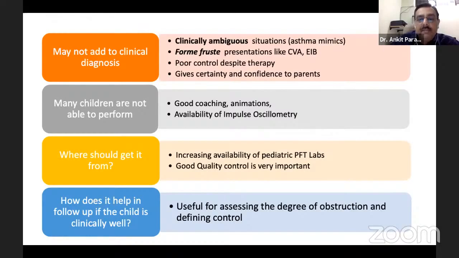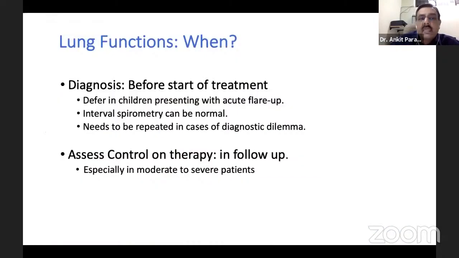And during follow-up, it is good for assessing the degree of obstruction and in defining control. So it should be done before the start of treatment, but if the child presents to you with an acute flare, then obviously you're going to treat this child and not do it at that time. You can do it in the interval, but sometimes it can be normal during the interval because the child is already treated. And if you have a diagnostic dilemma, then you can repeat it once the child becomes symptomatic again. And during follow-up, it can help you in looking at control.